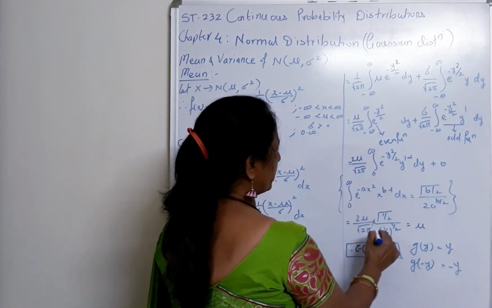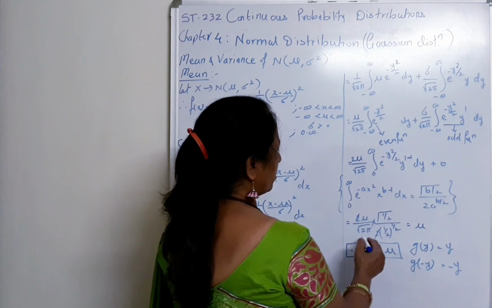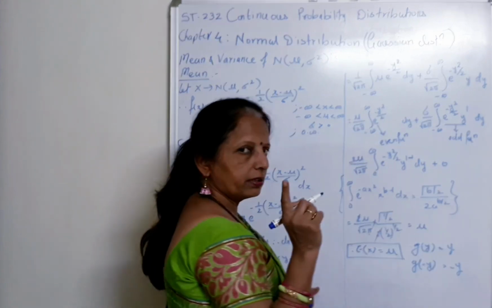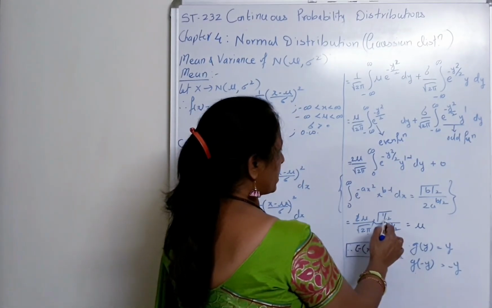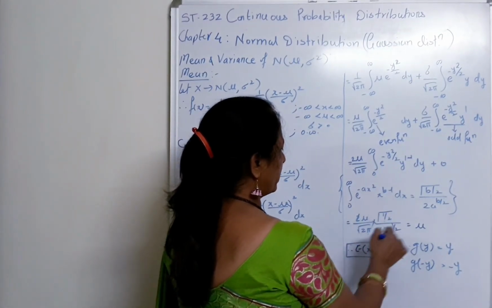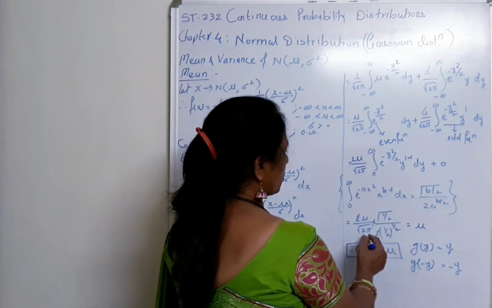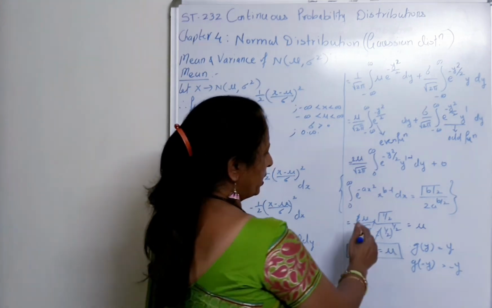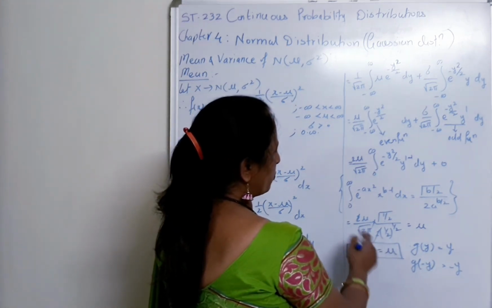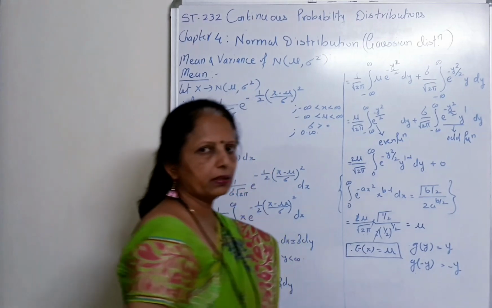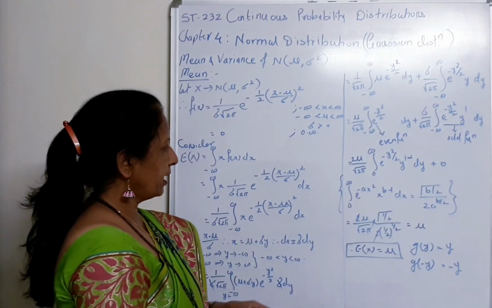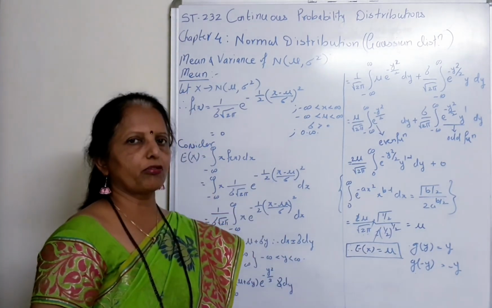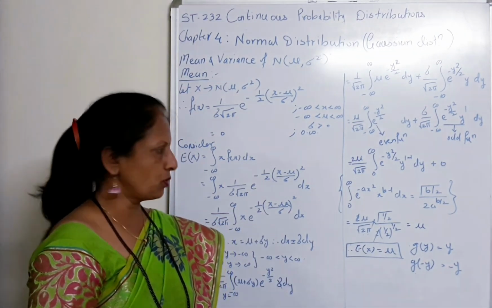Now this 2 and 2 will be cancelled. And root pi is the same as gamma half, which we have written in those results. So root pi also gets cancelled. This is root 2 and here also we get 1 upon root 2. So that root 2 and root 2 also cancel. So what remains? Only mu remains here. So like this we get the expectation of x as mu, the first parameter of a normal distribution.